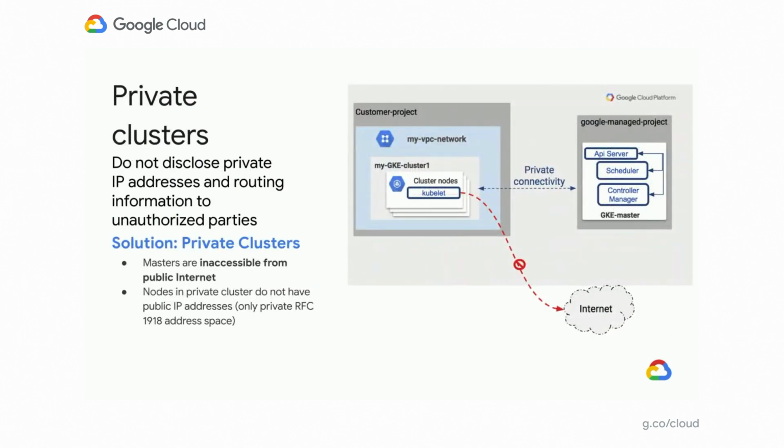And then oftentimes you're presented with a requirement to protect the routing information and the private IP spaces. This is where you mark a cluster as private. In such a cluster, the master becomes inaccessible from the public internet. And then the nodes in the private cluster do not have public IP addresses. So the admin and user clusters are private for the on-prem blueprint and the GCP blueprint.